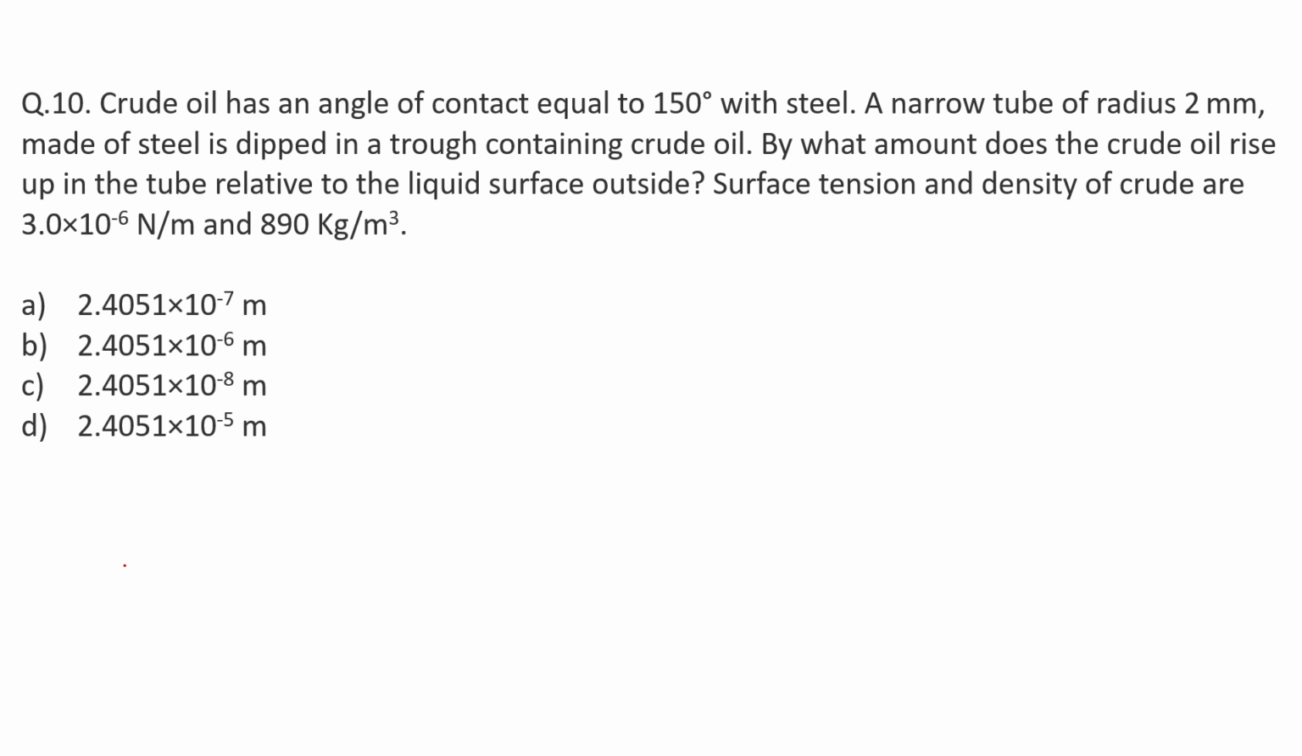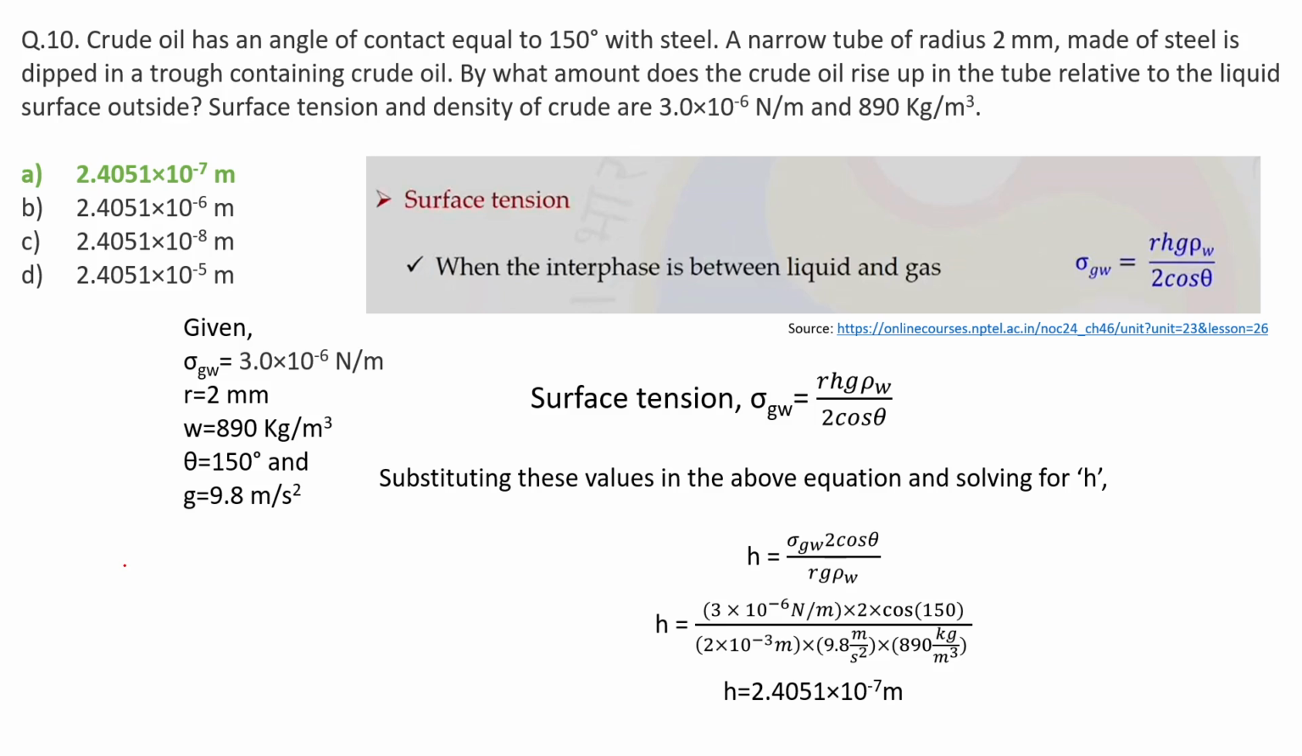Option B is the same digit into 10 to the power minus 6 meter. Option C is 10 to the power minus 8 meter and option D is 10 to the power minus 5 meter. So you can see the values you will find will be the same, but the 10 to the power value is different, which shows that here we have to very much take care of the units.